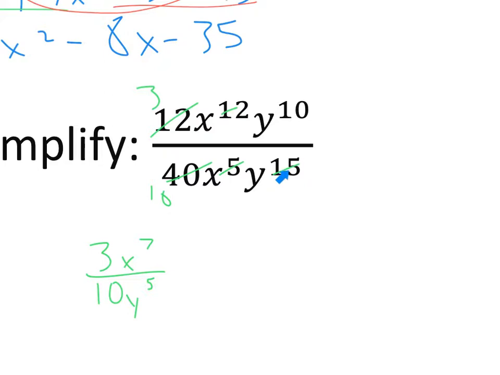With the y's, though, notice how I have y to the 15th on bottom. So I have more y's on bottom than I have on top. That leaves y to the 5th on bottom, so this is your final term right here.